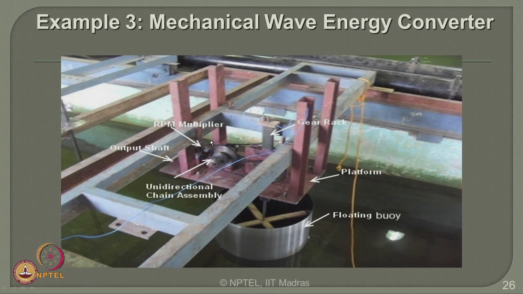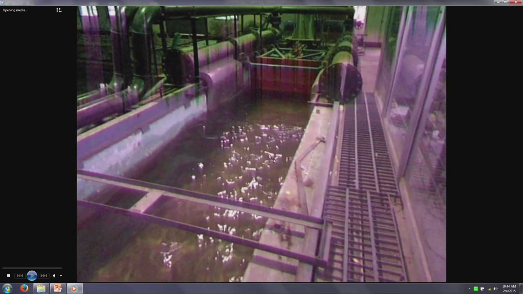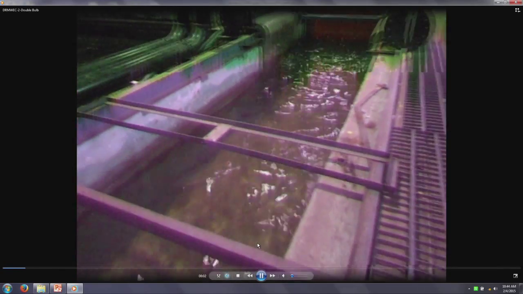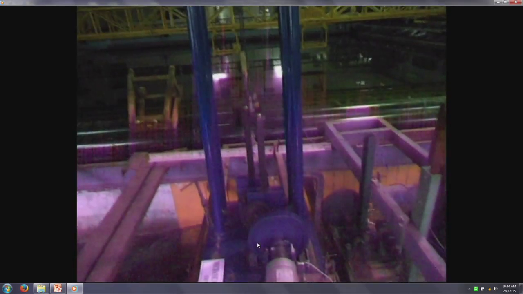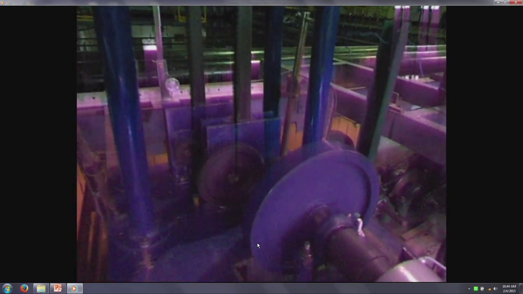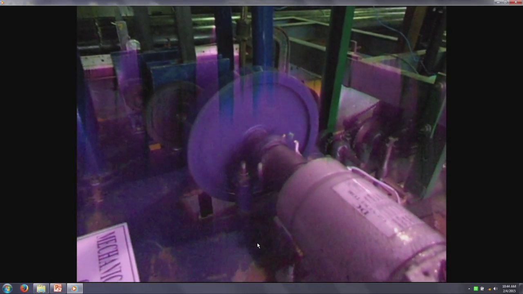Now let us try to understand the working of this particular model before we do an FMEA for this study. You see, this model is a scaled model which is placed in the wave flume of the Ocean Engineering Department of IIT Madras. You can see that the lever is working up and forth, which initiates the rotation of the gear, which is connected to the output shaft, which converts the mechanical working of the device to electrical energy.